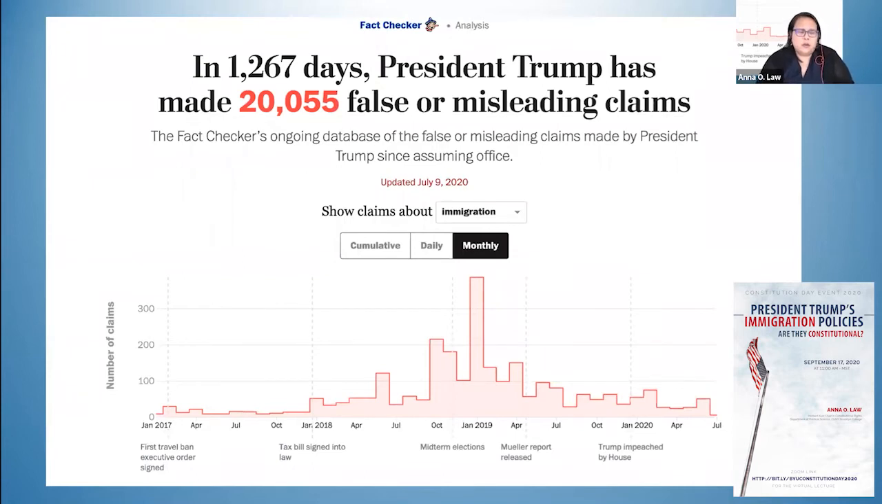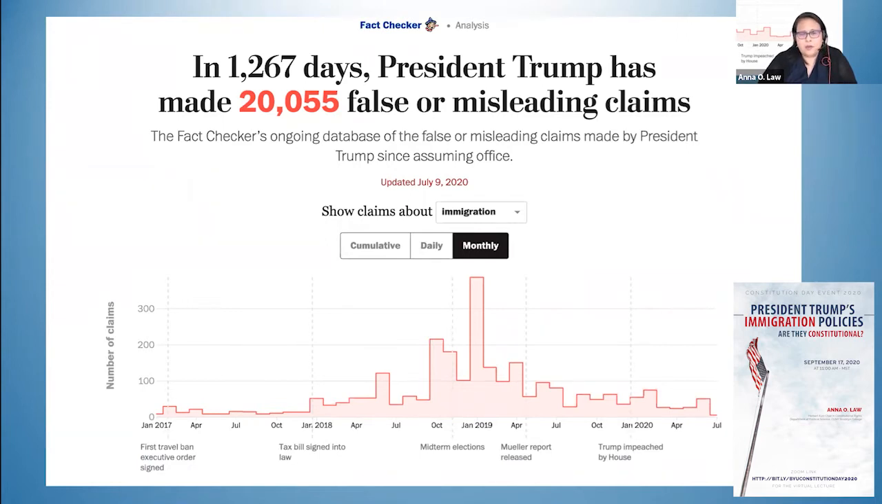So a lot of news organizations and journalists have been fact-checking Trump. And this is the Washington Post, and this is not even current, this is from July 9, 2020. The Washington Post has a fact checker on Trump, and since he has been in office, there have been 20,055 false or misleading claims made by the president. That's in total, not on the subject of immigration alone. And the reason why I'm showing you this chart is because on the subject of immigration, this is the number and volume of lies.